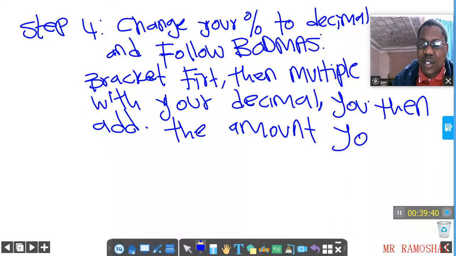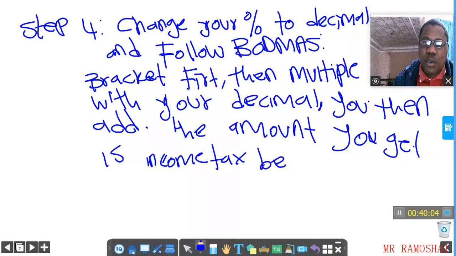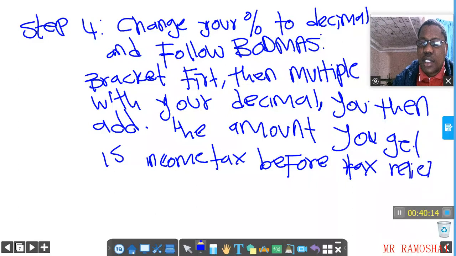Then after adding, the amount you get is income tax before tax reliefs. Before tax relief, and does it.